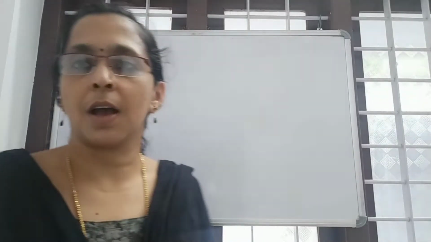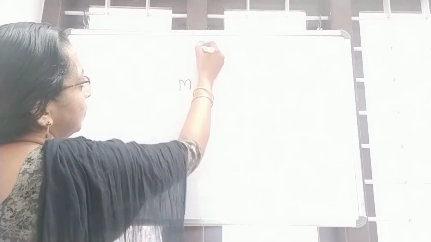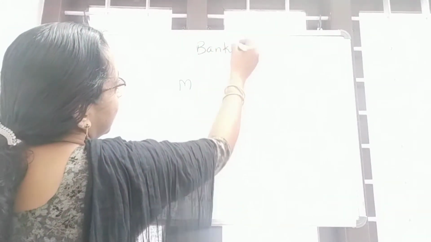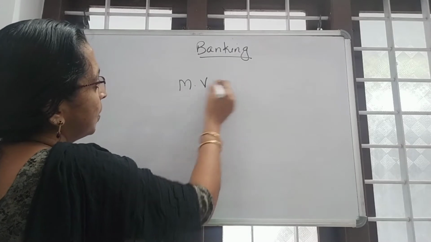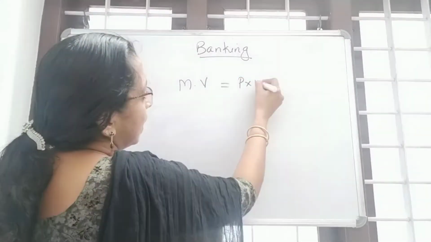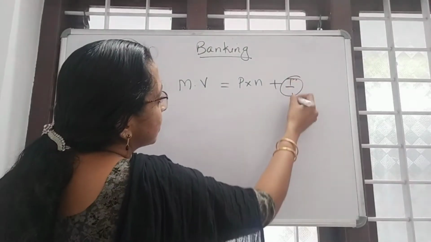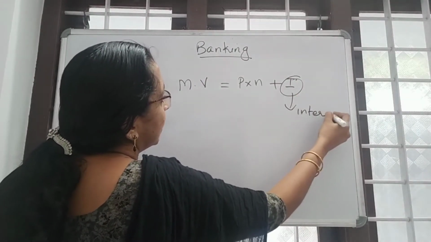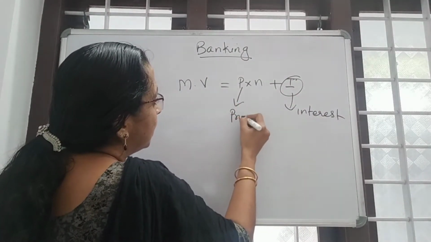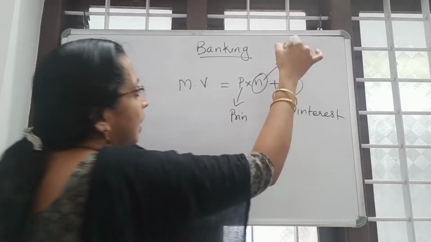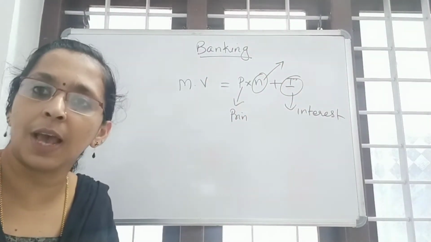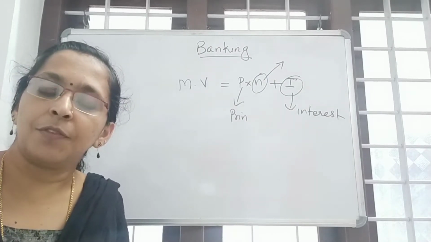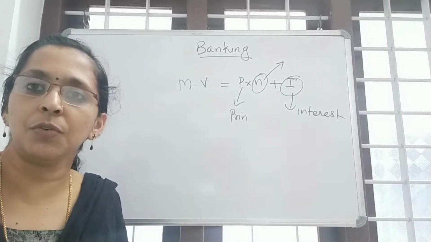Then the maturity value formula we want to study. Maturity value, short form MV, is equal to P into N plus I, where I is the interest, P is known as the principal, and N means number of years. We are calculating in months. If the question is in years, we want to convert it into months.